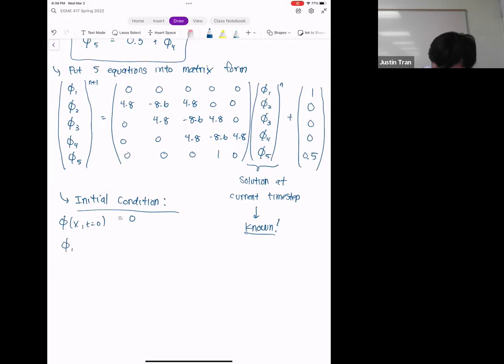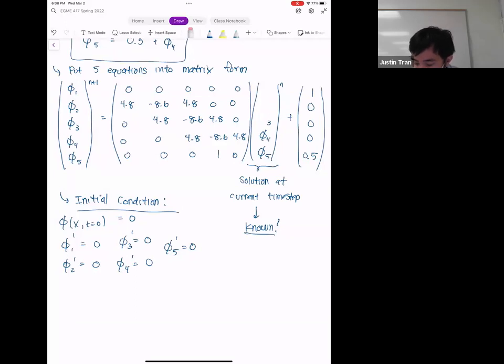And so the way that we can state this is we can say that phi 1 is equal to 0, phi 2 is equal to 0, phi 3 is equal to 0, phi 4 is equal to 0, phi 5 is equal to 0. And this is all at the very first time step, so this is when n is equal to 1. The very first operation that you're going to perform is you're going to replace this entire phi n matrix here with all zeros.